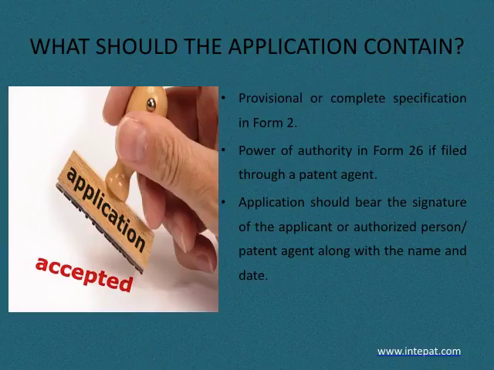Now, after that, you need to have a provisional or complete specification in Form 2. We will be dealing with specifications, what exactly it is, in the next slide. The power of authority in Form 26 if filed through a patent agent. This gives the patent agent the right, the authority to file the patent application on behalf of the inventor. And lastly, the application should bear the signature of the applicant or the authorized person or the patent agent along with the name and the date.